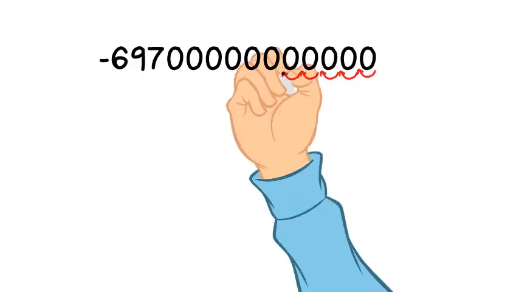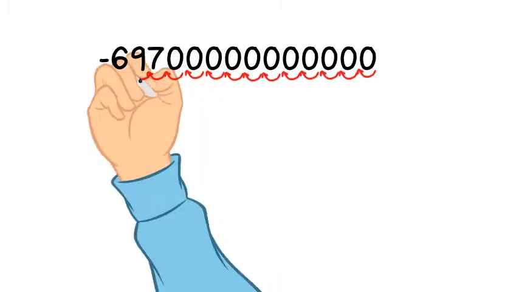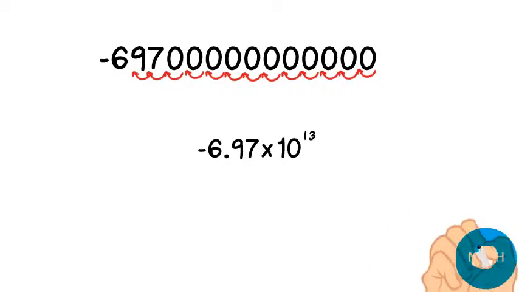Here's another example with a really large number. Notice the decimal point starts hidden at the very end. And so we're going to count 1, 2, 3, 4, 5, 6, 7, 8, 9, 10, 11, 12, and 13 hops to get it to be just after the first non-zero digit. So we're going to write negative 6.97 times 10, and then we know that it took us 13 hops, so we're going to write the number 13, and we know that it's a positive 13 because that's a really large number.